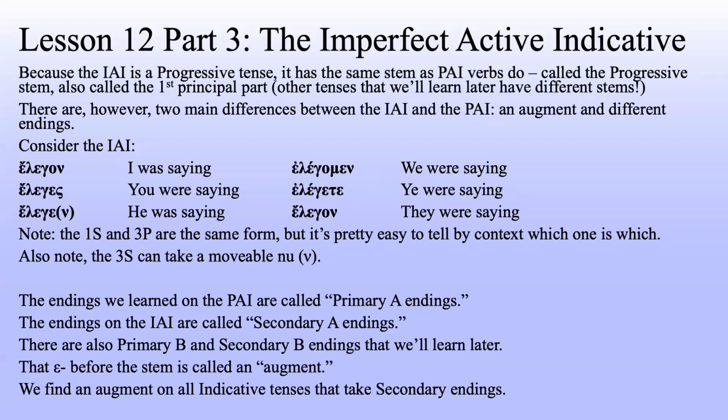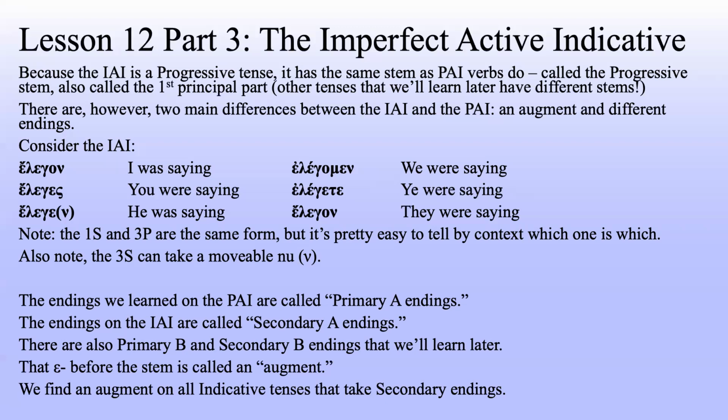They're always past tenses. There are actually three past tenses in Greek. We have the imperfect active indicative, or the imperfect that we're looking at here. We have the aorist tense, which is sort of like the simple past. And then we have the pluperfect, which is a past perfect tense. All three of them are past tenses.